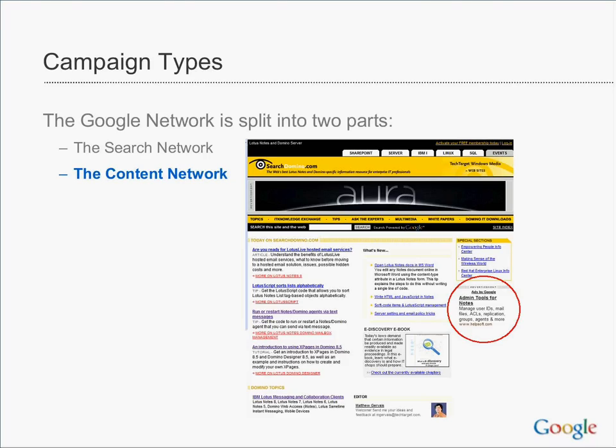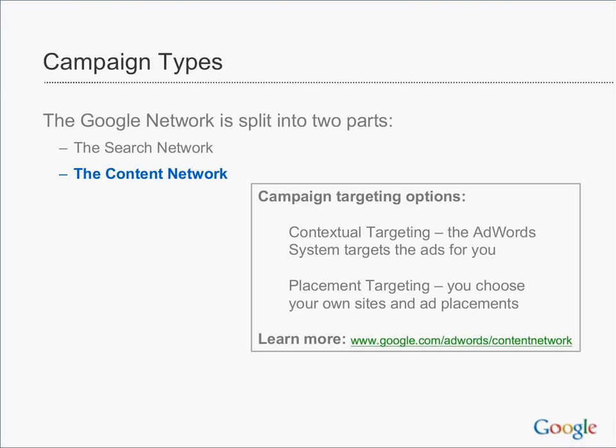There are two main ways to target ads to the content network. First, with contextual targeting, we're going to do the targeting for you. The AdWords system will automatically target your ads to the most relevant sites and page placements based on a given page's content and your chosen keywords. Alternatively, you can choose your own placements. With placement targeting, you select the sites and ad placements on specific web pages where you'd like your ads to appear. Now, there's a number of options for serving on the content network, and you can learn more at google.com/AdWords/contentnetwork.